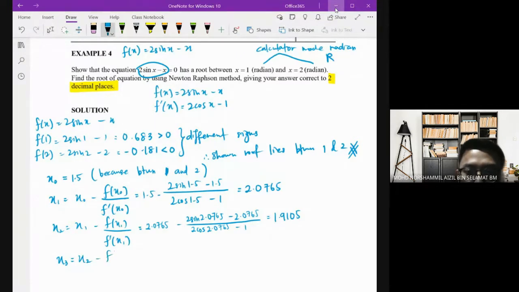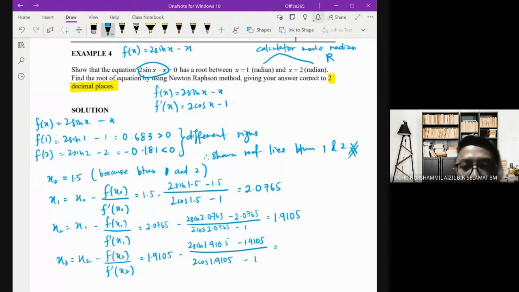X2. Fourier function, derivative function. So 1.9105 minus 2 sin 1.9105 minus 1.9105 divided by 2 cos 1.9105 minus 1. Okay, and then calculate this one.